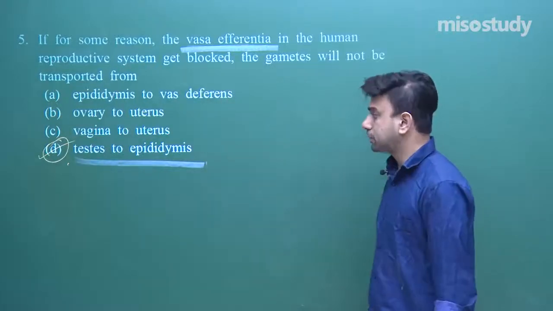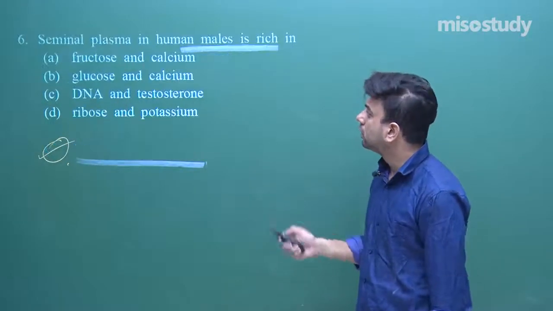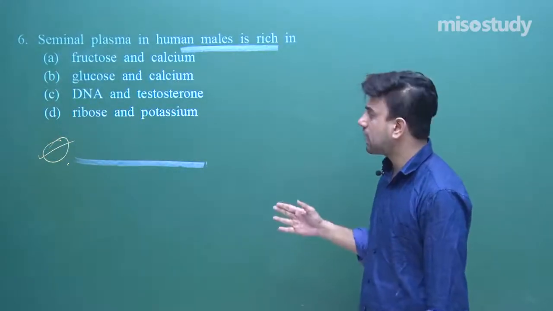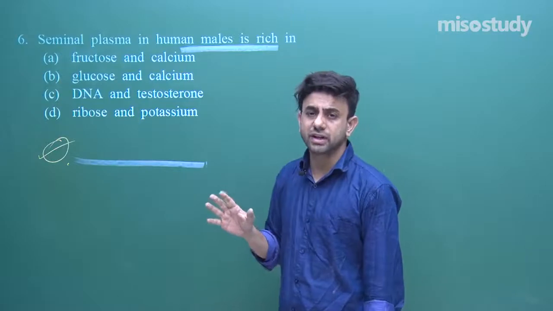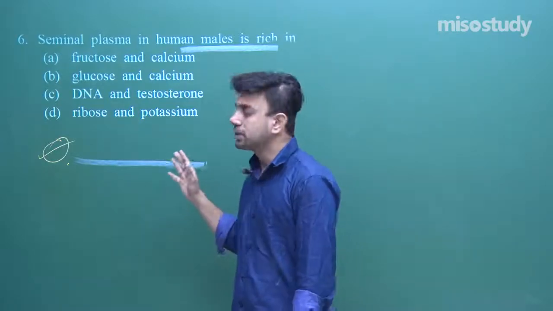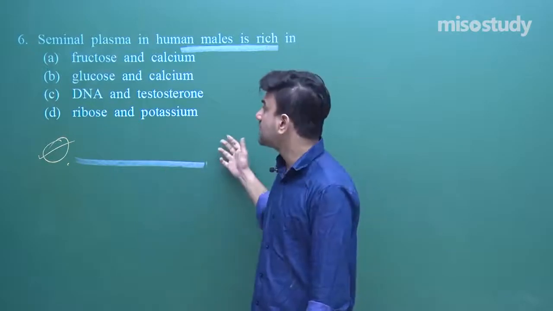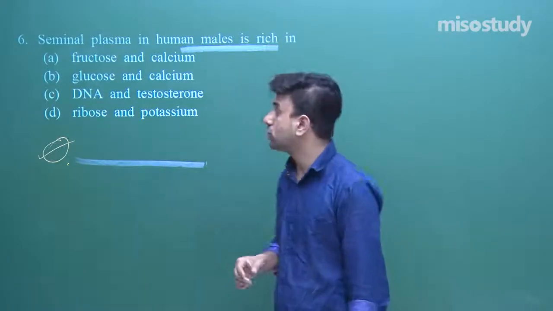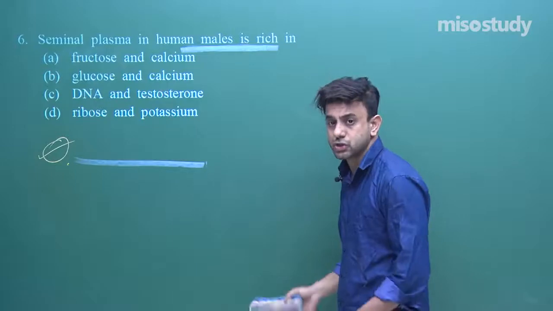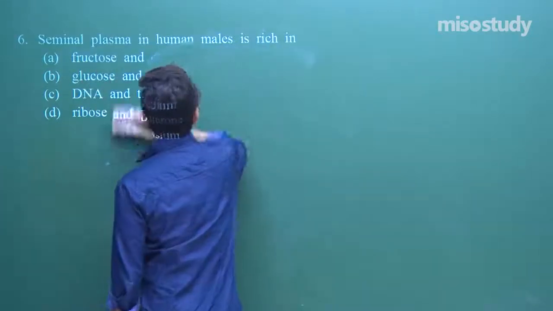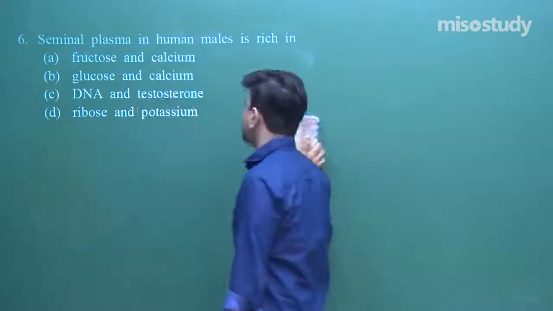Moving on to the next question. The seminal plasma in human males is rich in. Now, this seminal plasma is contributed by a number of things, right from the vas deferens, it is contributed by all the factors, and it will be very much rich in what? The fructose and calcium. Right, it will be rich in the fructose and calcium.